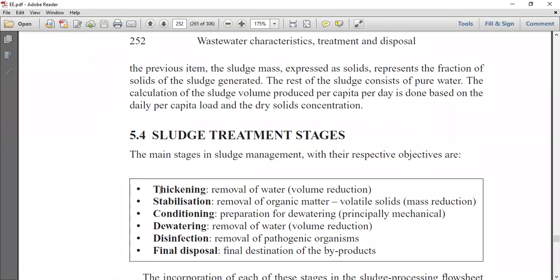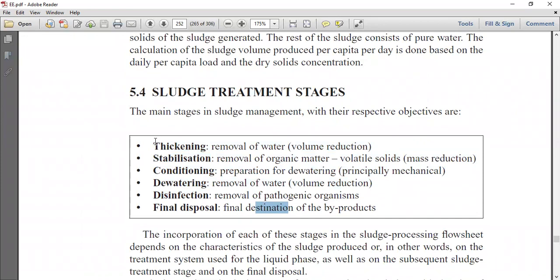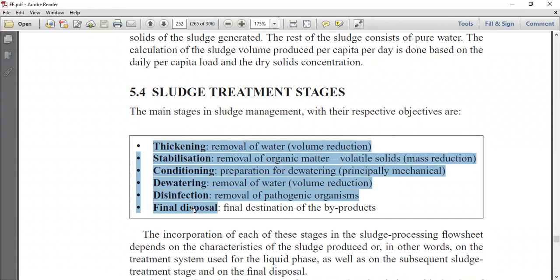So there are different types of sludge treatment stages. First is thickening, the removal of water. Stabilization, removal of organic matter and volatile solids. Conditioning, preparation for dewatering. Dewatering, removal of water. Disinfection, removal of pathogenic organisms. And the final disposal of the sludge. So these are the total six sludge treatment stages: thickening, stabilization, conditioning, dewatering, disinfection, and the final disposal.